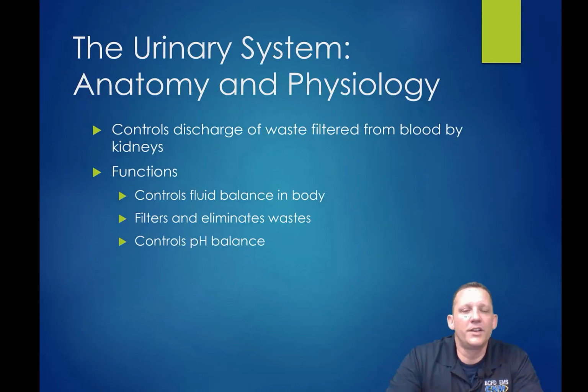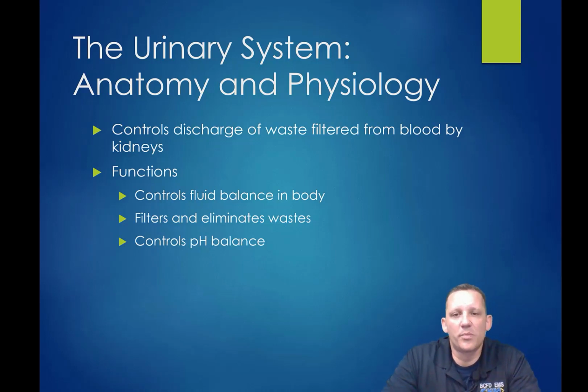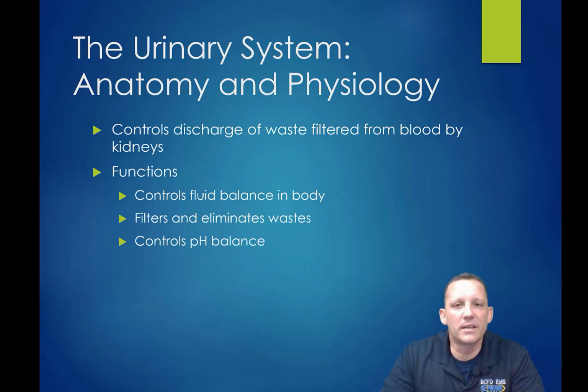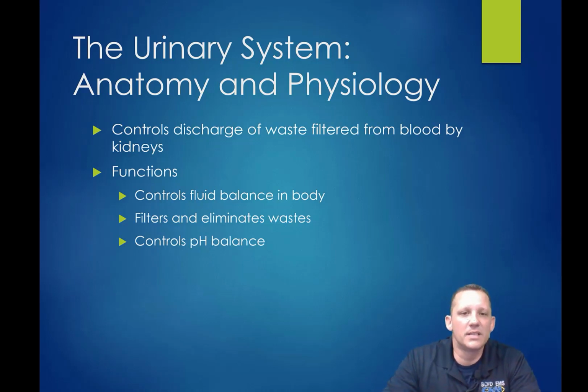The urinary system controls the discharge of waste filtered from the blood by the kidneys. The kidneys are also a big culprit in CHF because of the afterload that an injured heart may not pump against. The kidneys can actually create a kind of debilitating circular loop where we control how much fluid is retained by the body, which will ultimately back up into the lungs.